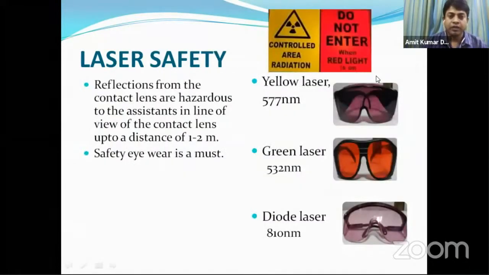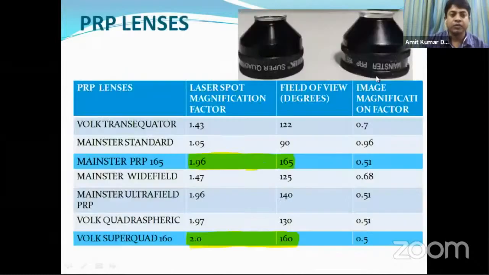So before going to lasers, you should know about the laser safety. We have three different types of lasers, and for each type of laser, we have a different set of goggles covering that particular wavelength. So you should choose the appropriate goggles when you are in the laser room. Safety eyewear is a must for the assistant, and up to 1 to 2 meter distance from the contact lens, the reflections can be hazardous to the assistant. So laser safety eyewear should always be worn when you are in the laser room.